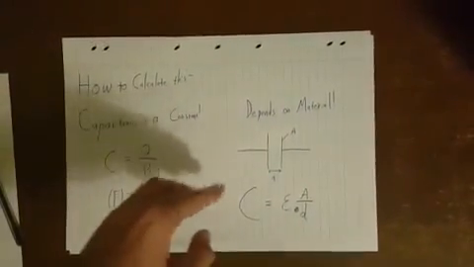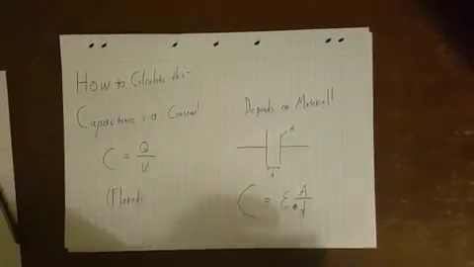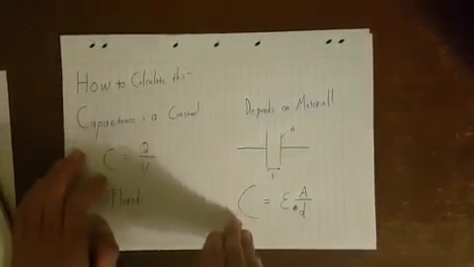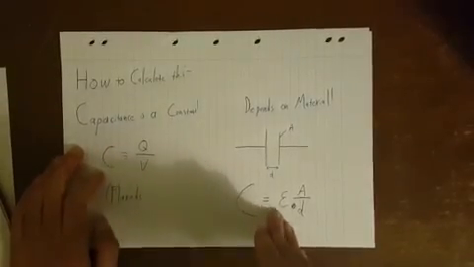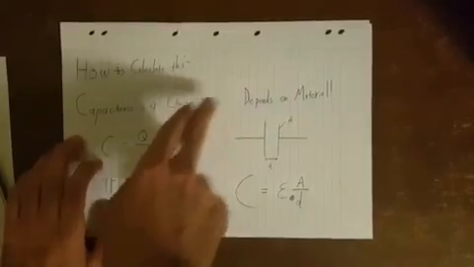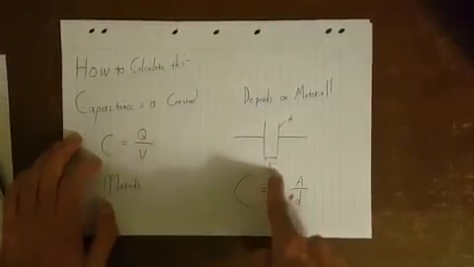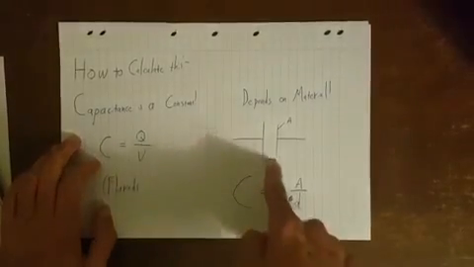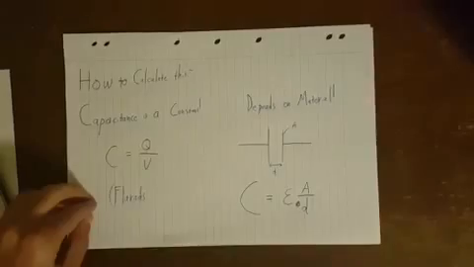Going on that, there is another equation to measure the capacitance of a material. Its capacitance is equal to the ε, or the permittivity of a capacitor, which depends on the material, multiplied by the area of one section of the capacitor, divided by the distance between the two sections of the capacitor.